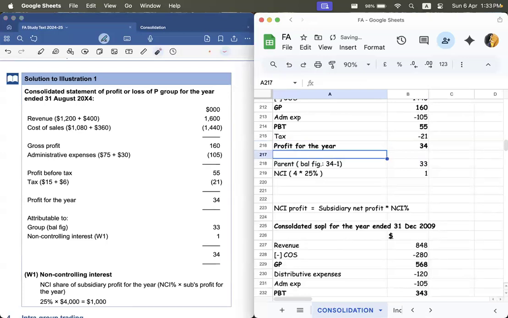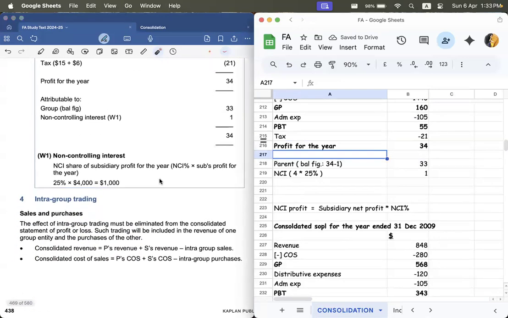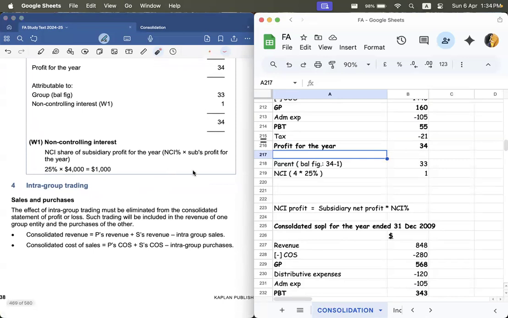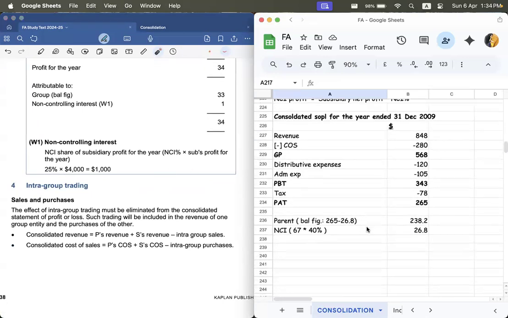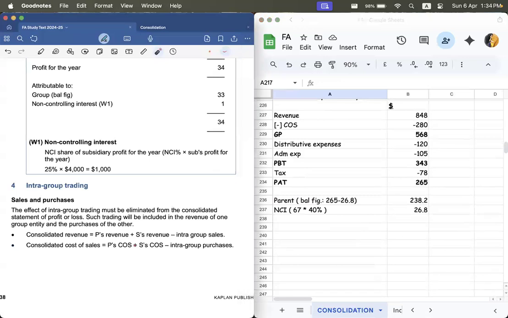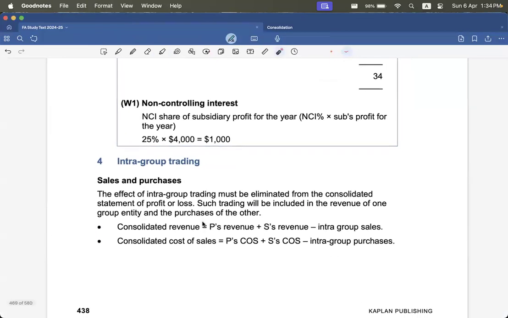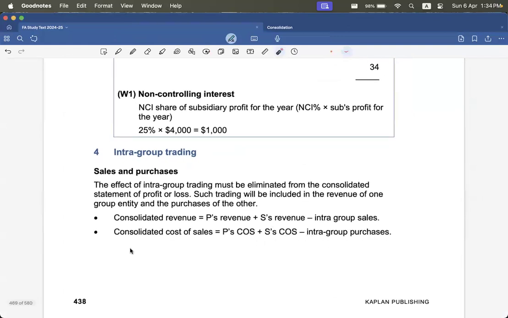Now moving on. What happens if there is URP here? You have studied about URP, right? If there is URP or there is intra-group trading, what do you do? I'll just explain it with the same example that we have studied.